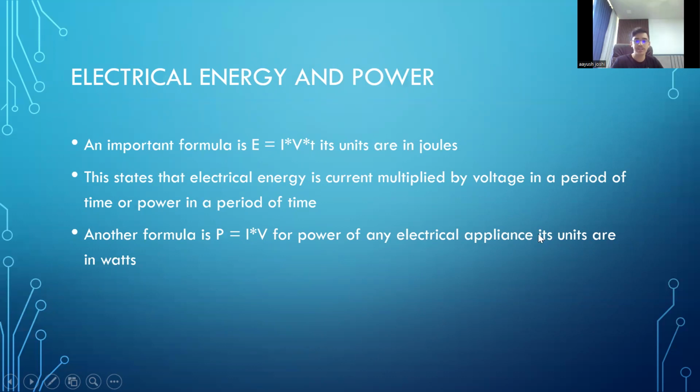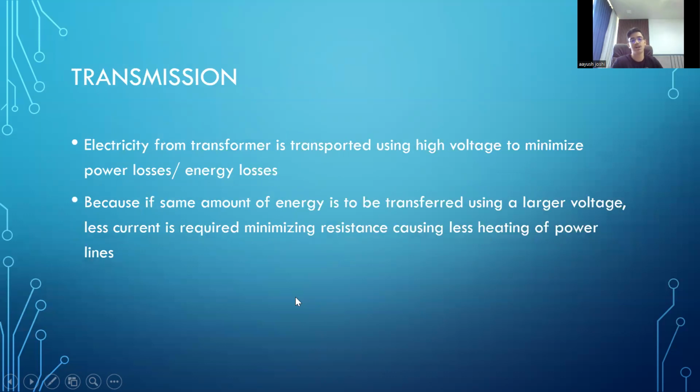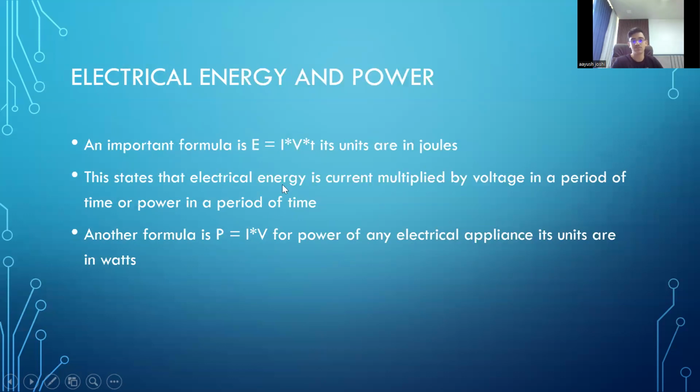Another formula is power is equal to I times V, for power of any electric appliance, and its units are in watts. So P is equal to IV and E is equal to IVT. These are the formulas that you need to remember, and then you need to plug in other different formulas that you have learned, like V is equal to IR, or V is equal to E upon Q, or Q is equal to IT, and you need to connect all of these together.